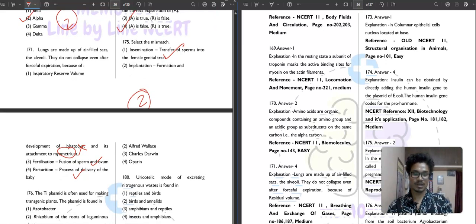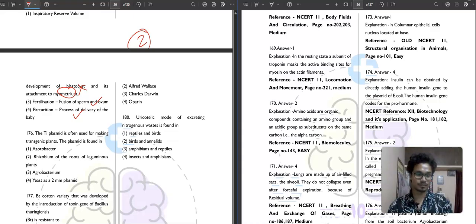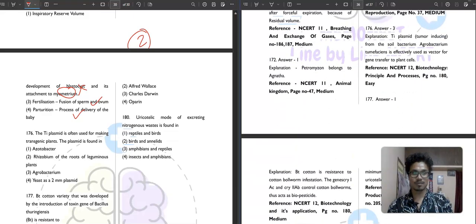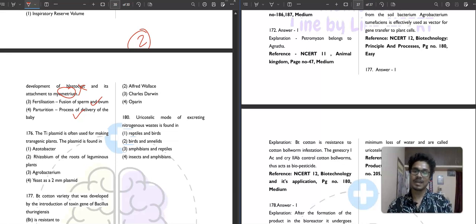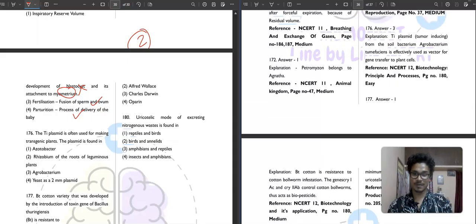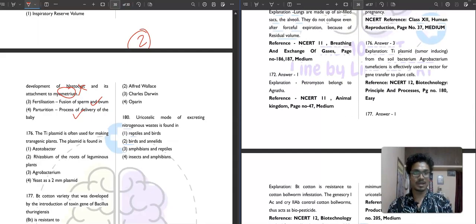Moving to the next question, 176. It is saying that the Ti plasmid is often used for making transgenic plants. The plasmid is found in Azotobacter, Rhizobium of the roots of leguminous plants, Agrobacterium, or yeast as a 2 micron plasmid. The plasmid is found in where? This plasmid is found in Agrobacterium tumefaciens. So third option is your correct answer.